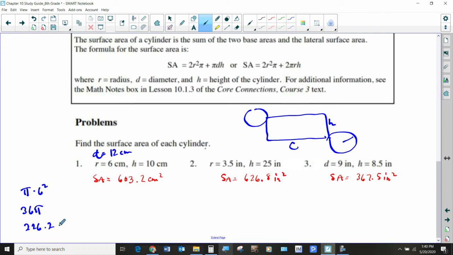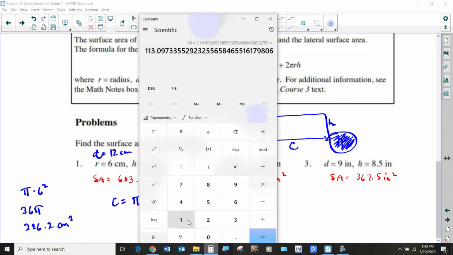226.2, and that would be square centimeters. So we've now taken care of the area of the two circles combined. Now we know that the height is 10, but we've got to figure out what the circumference is, and that's where the diameter comes into play. The circumference of this circle is going to be pi times the diameter, so pi times 12.